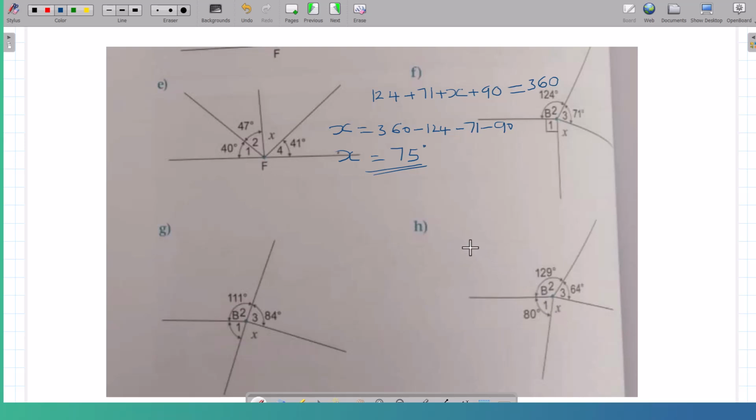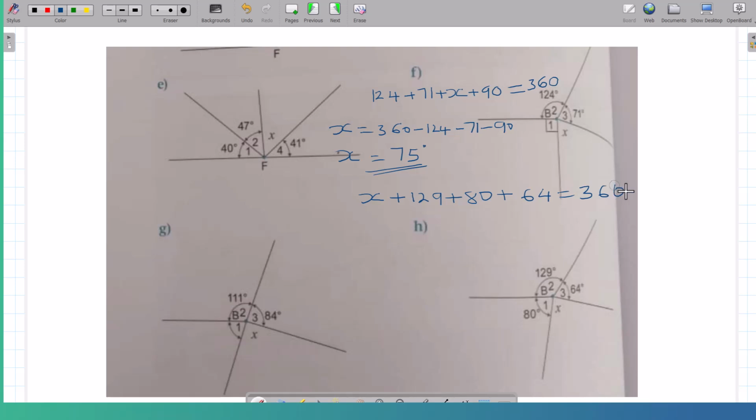Are we supposed to do H or not? H. We're supposed to do H. Okay, now to do our H, any ideas? x plus what? Who can help us? To do our H, you're gonna say x plus 129, and then plus 80, and then plus 64 equals to what? 360 degrees. That is 360 degrees.